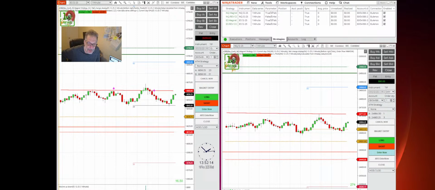So the market's just been moving around between the VWAP and the PP. The news everyone's waiting for is Nvidia. That's what the markets are waiting for. Nvidia's earnings. That's very possible.